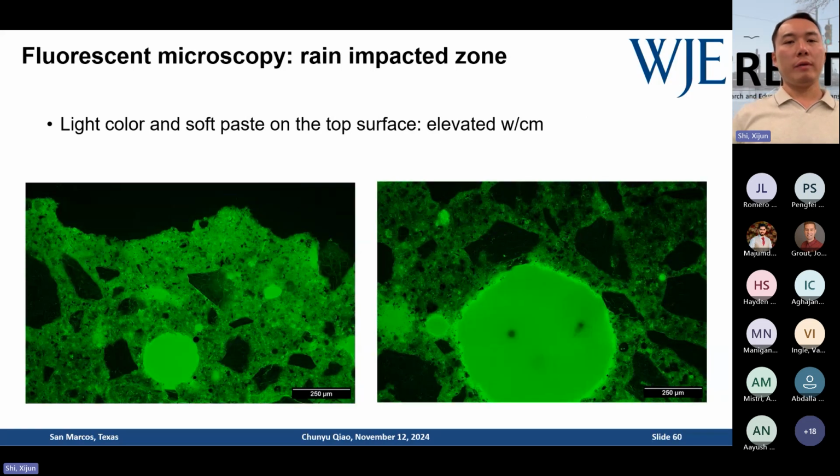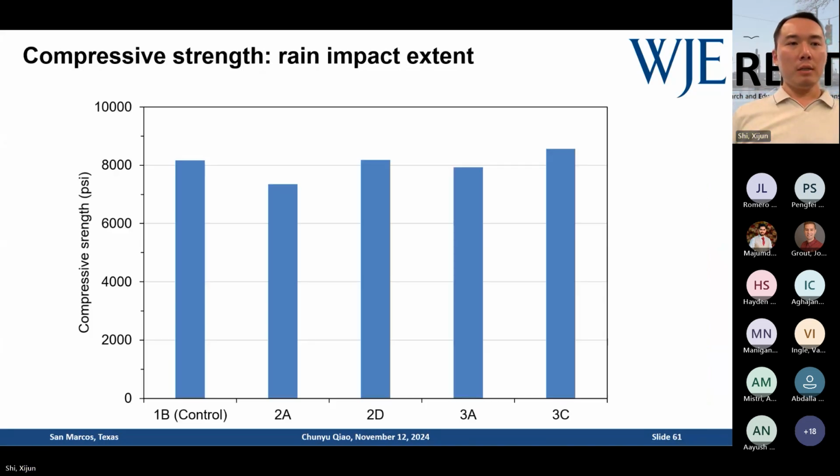And also from the fluorescent microscopy, you can see the difference as well. So you see, the one on the left, that's the top surface. You see much brighter compared to the middle of the concrete. So the same light condition, but it's much brighter, a much higher water ratio. It's altered. And the rain damage, like I said, only impacts the top surface region.